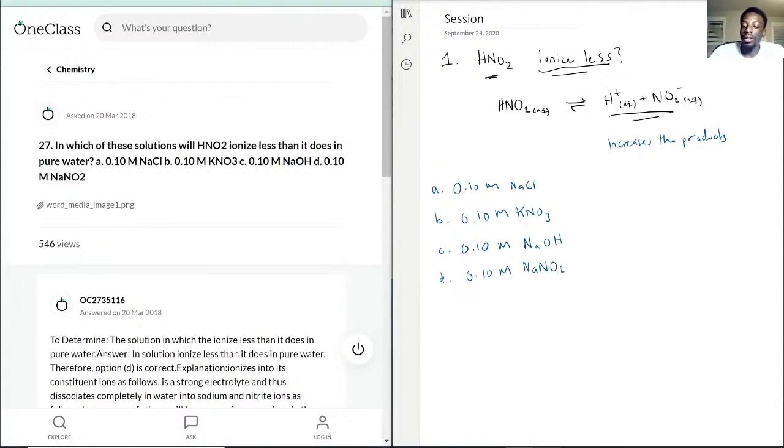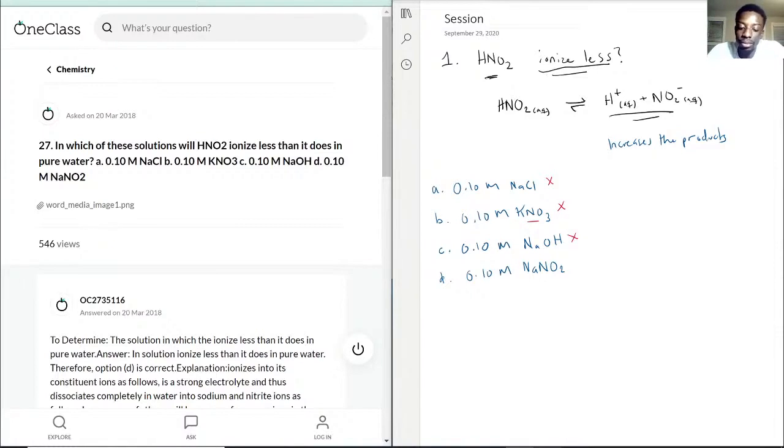Now, as I said earlier, we want something that increases the products. NaCl doesn't really react with this equation. It would just make the solution more concentrated. So this one, we can say pretty much won't change anything. KNO3: NO3 is close but no cigar. That one won't really react with this equation here, so we can just cross that one out. NaOH, same thing. Both parts of it don't really have any business interacting with it.